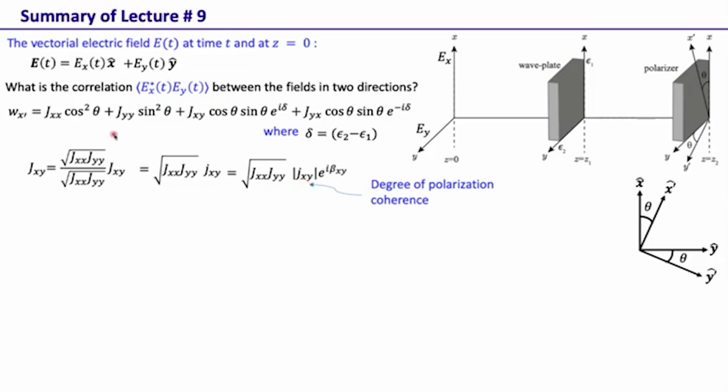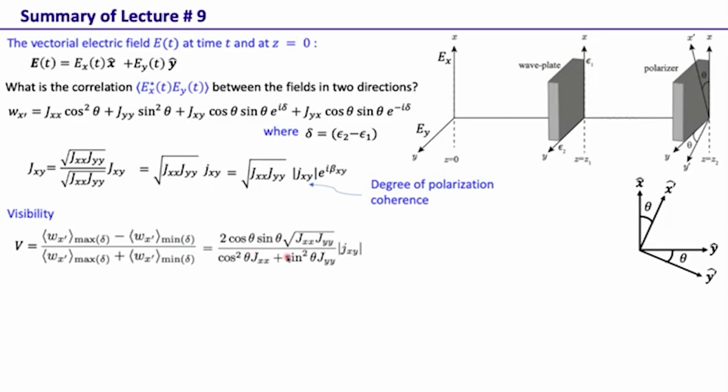Okay, so this way we see that the structure of polarization interference is pretty much the same as the structure for interference in time, space and angle. We can look at the visibility here, which is pretty much the same concept, and that is this intensity maximized over this delta, then the intensity minimized over this delta, so max minus min over max plus min, and this turns out to be this quantity: 2 cosine theta sine theta square root of J_xx J_yy, and this quantity.